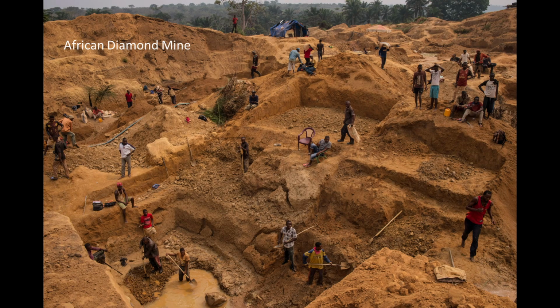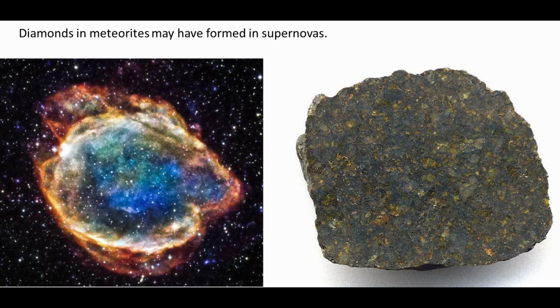Natural diamonds form from carbon deposits deep in the Earth's crust. Diamonds are brought closer to the surface of the Earth by tectonic activity such as earthquakes and volcanoes. An obvious extraterrestrial source of diamonds are supernovas. Nanodiamonds have often been found in meteorites.